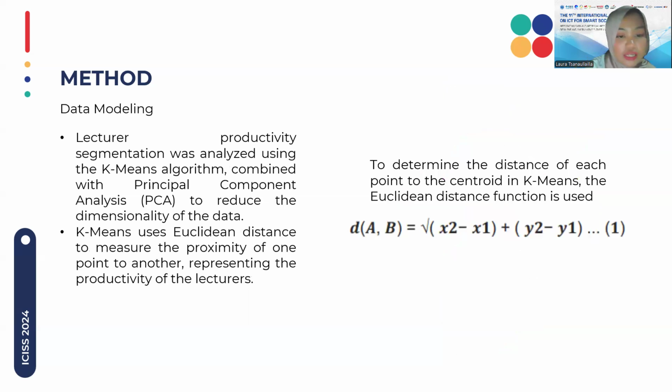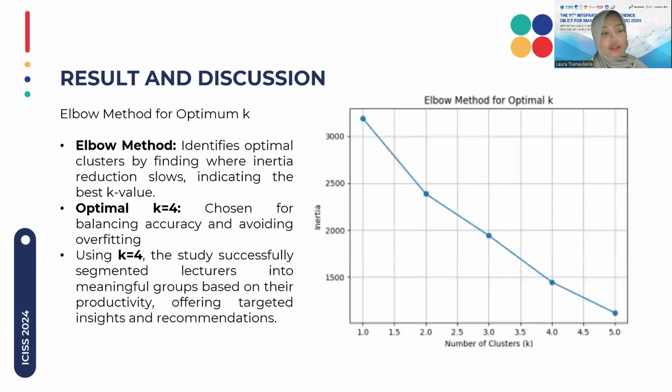Here is the data modeling. Lecturer productivity was segmented using the K-means algorithm, and PCA, principal component analysis, is applied to reduce data dimensionality, making cluster visualization clearer. K-means uses Euclidean distance to measure the proximity of data points representing lecturer productivity. And then here are the results and discussion.